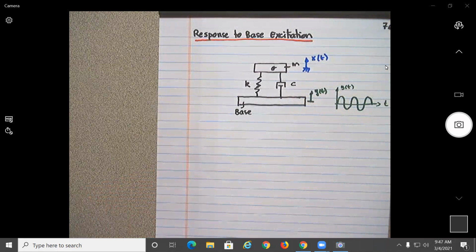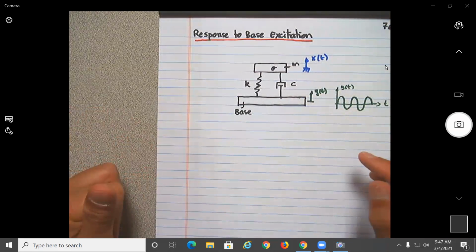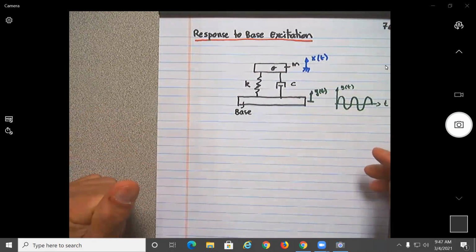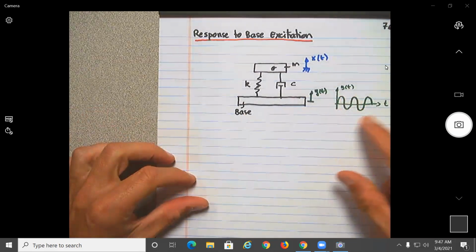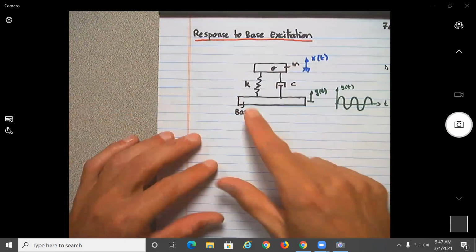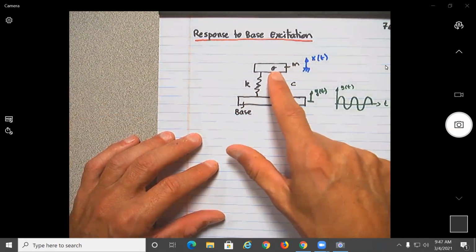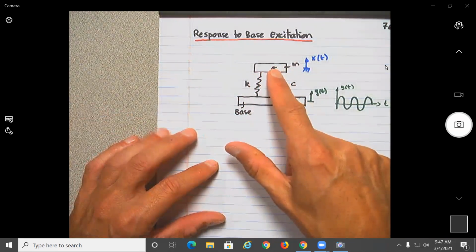What is an obvious application of this? The suspension system of any vehicle. The road has some type of variations, and this is your suspension system, the spring and the damper. What are you going to feel if you are the passenger in the car M?